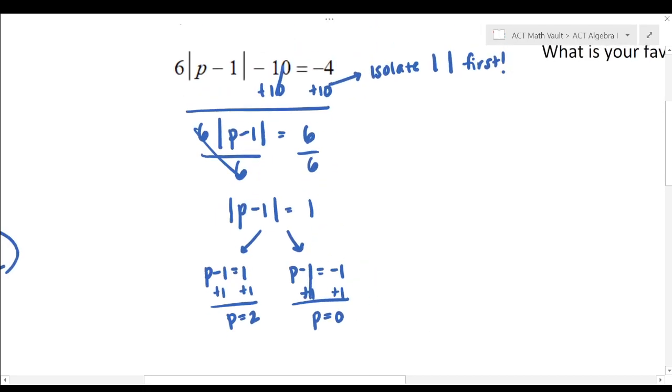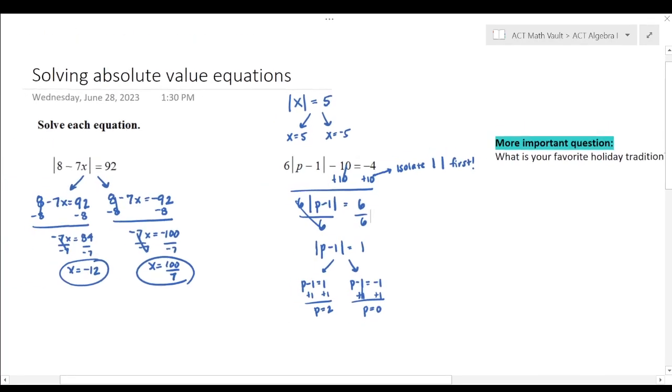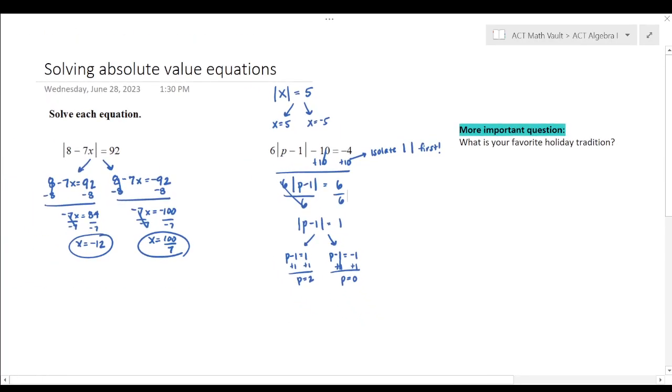So just doing a little bit of quick math, if you throw a 2 in here, you would get 2 minus 1 is 1, times 6 is 6, minus 10 is negative 4, so that works. And then the same would be true for 0. So we're just keeping in mind that we're solving for just this little p right here. We're not solving for the whole absolute value section, like some students confuse.